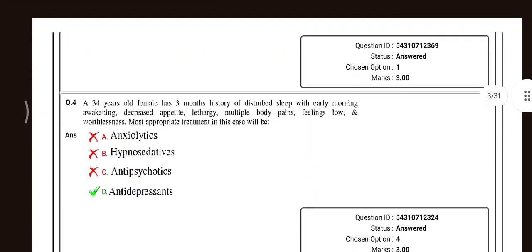The next question: a 34-year-old female has a 3-month history of disturbed sleep with early morning awakening, decreased appetite, lethargy, multiple body pains, feeling low and worthlessness. What is the most appropriate treatment in this case? These are the symptoms of depression, so we have to give antidepressants.